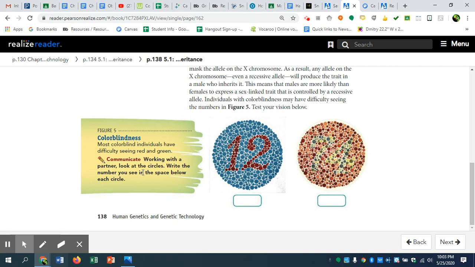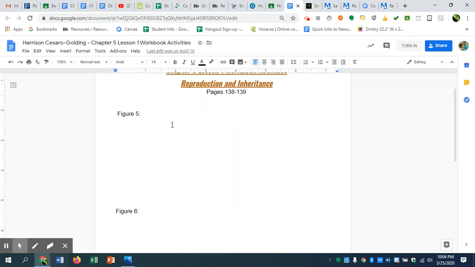So it says, write the number you see in the space below each circle. So, what number do you see in this first circle? Now it's red and blue, so you should be able to see this even if you are colorblind. And the number is 12. Now, if you are colorblind, we have the numbers in green, and the background is in red. So you may not be able to see this. And the number that's here is 74. Okay, so we have 12 and 74. That's it for that figure 5.